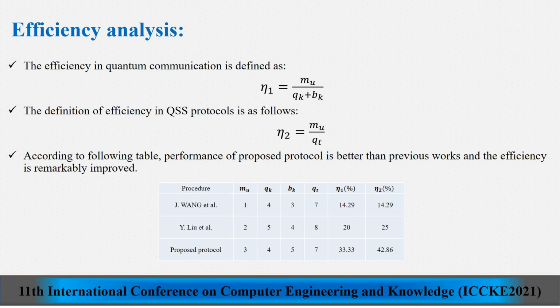In the efficiency analysis, we must compute eta 1 or eta 2. Eta 1 is the efficiency equation for quantum communication, and eta 2 for QSS protocols. According to the following table, the performance of the proposed protocol is better than previous works and the efficiency is remarkably improved.